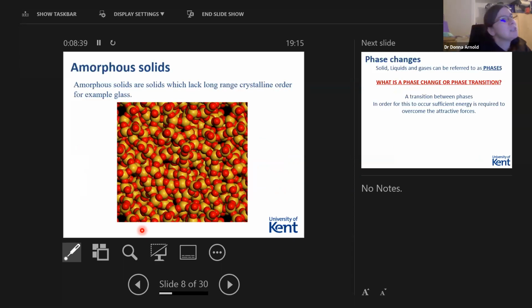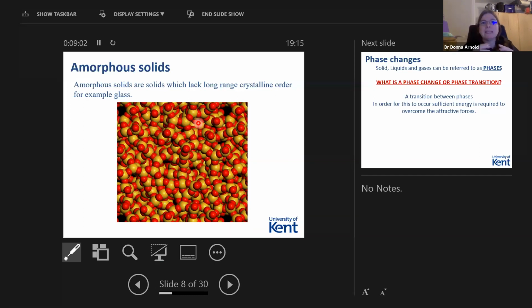So if I looked in this little region here, I can see that my silicon, in this case in gold, and my reds are my oxygen. You can see actually there's quite an ordered array here. But if I look wider out, you can see that that order dissipates. And we call these things amorphous solids.